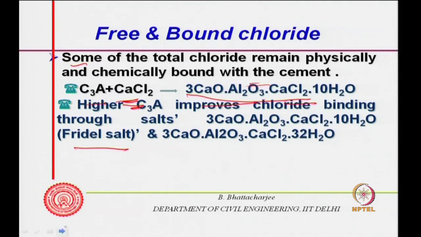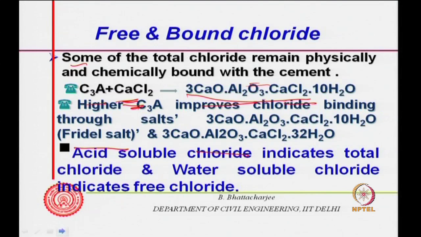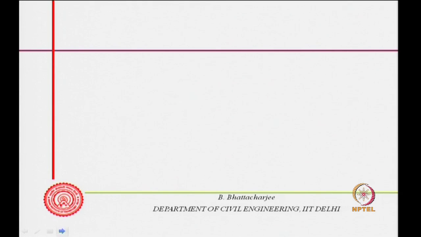So, therefore, when we measure total chloride with acid soluble chloride, that actually includes both bound chloride and free chloride. Acid soluble chloride indicates total chloride and water soluble chloride indicates free chloride. So, total minus free chloride gives you the bound chloride.